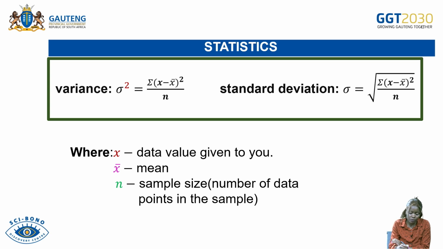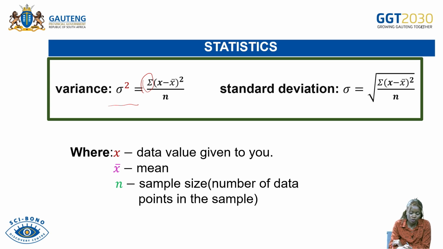The first formula, which we use to calculate the variance, is that d, which is facing the other direction, squared, is equal to the sum. Remember that sign means sum. The sum of the data value minus the mean, squared, all over n.